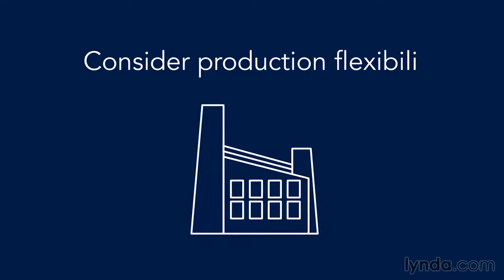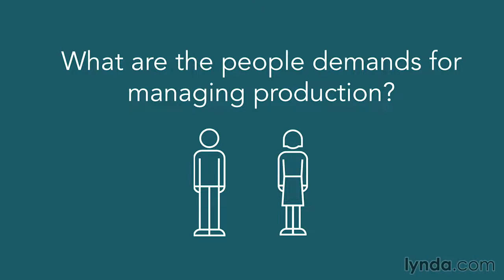Some key things to consider as you build this operating plan is, what do you do in terms of production flexibility? If there's a demand swing, if you get a huge order in, how are you going to meet that need? If all of a sudden orders dry up, how are you going to manage your facilities if they're not full? What are the people demands for managing production?